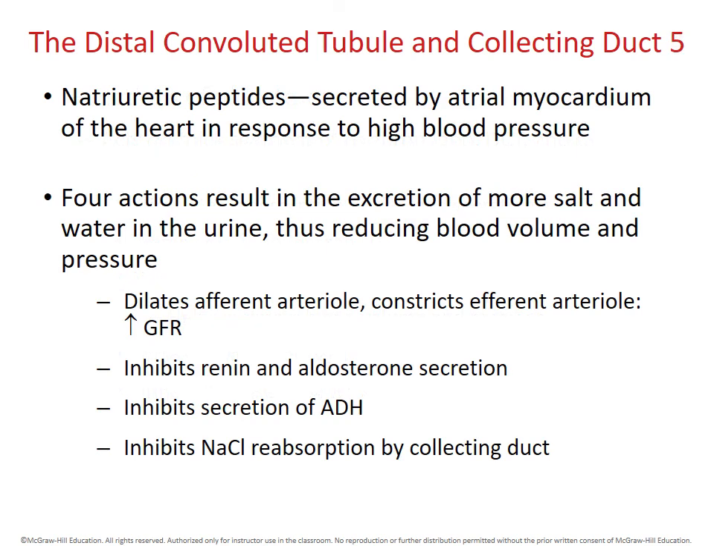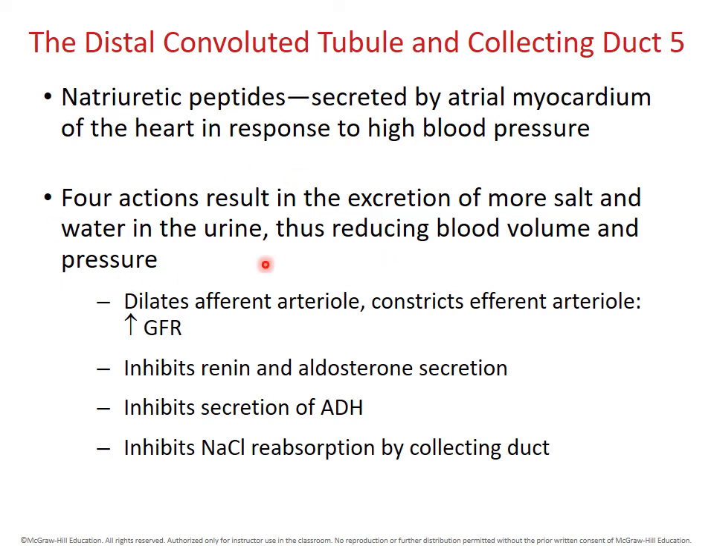Remember, atrial natriuretic peptides are secreted by the heart in response to high blood pressure, and they have the opposite effect. They want to bring pressure down. And so natriuretic peptides are going to cause sodium to be secreted, or in other words, less sodium to be reabsorbed specifically, which means less water reabsorbed, which means less blood volume and a reduction in blood pressure in response to the initial high blood pressure.